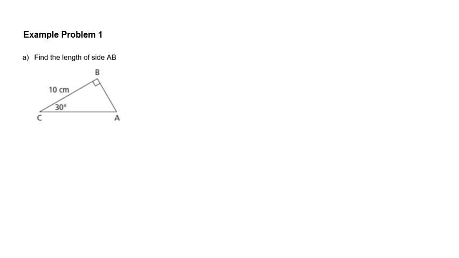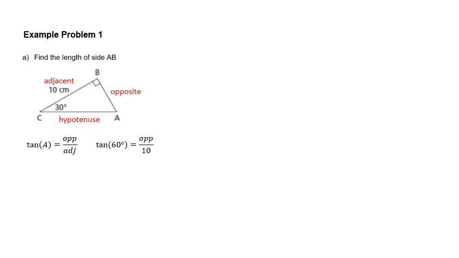So that would be the length across from that 30-degree angle. So the first thing we do whenever we solve any trig problems is we label our triangle. So our hypotenuse is right there across from the right angle. Our opposite is across from that 30-degree angle, and our adjacent is the one labeled 10. So we're looking for our opposite side. We know our angle and we know our adjacent side. So we know that tan is opposite over adjacent, and we just fill in what we know.